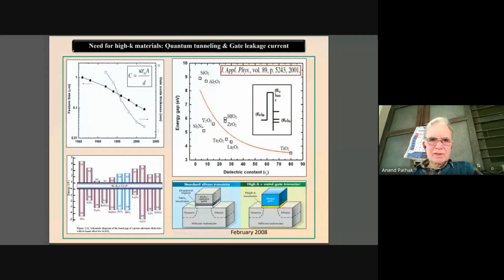Here, for example, you have the energy versus the dielectric constant and band gap. As you increase the dielectric constant, you go from silica to hafnium oxide to titanium oxide. So along this, using silica, silicon oxide, hafnium oxide or titanium oxide changes the dielectric constant, and that dielectric constant is appearing here. Next one.